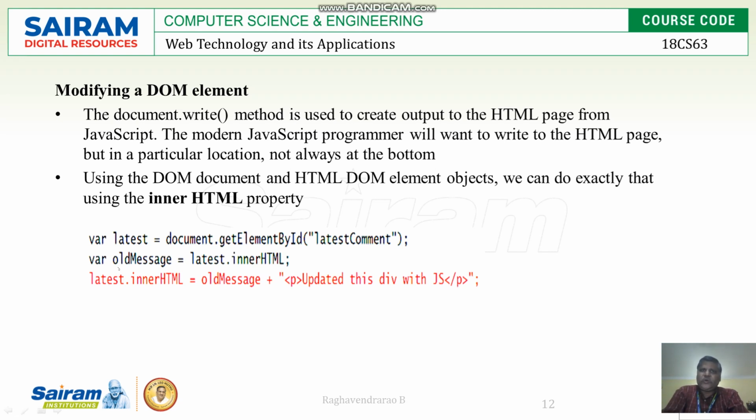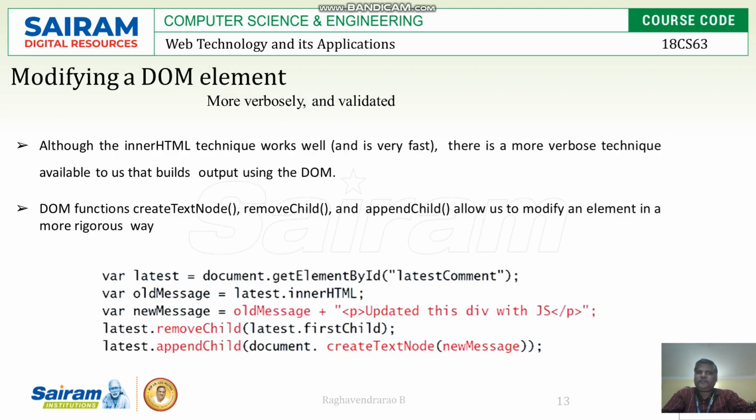getElementById, this one. Then oldMessage is latest. So here the latest comment is being stored in latest, right? So latest.innerHTML, next thing, both have been clubbed in oldMessage, right? Then latest.innerHTML equals oldMessage plus the updated div, which is nothing but the next paragraph that is there here. So both have been clubbed here, and it is getting stored in latest. Similarly you can validate it also.